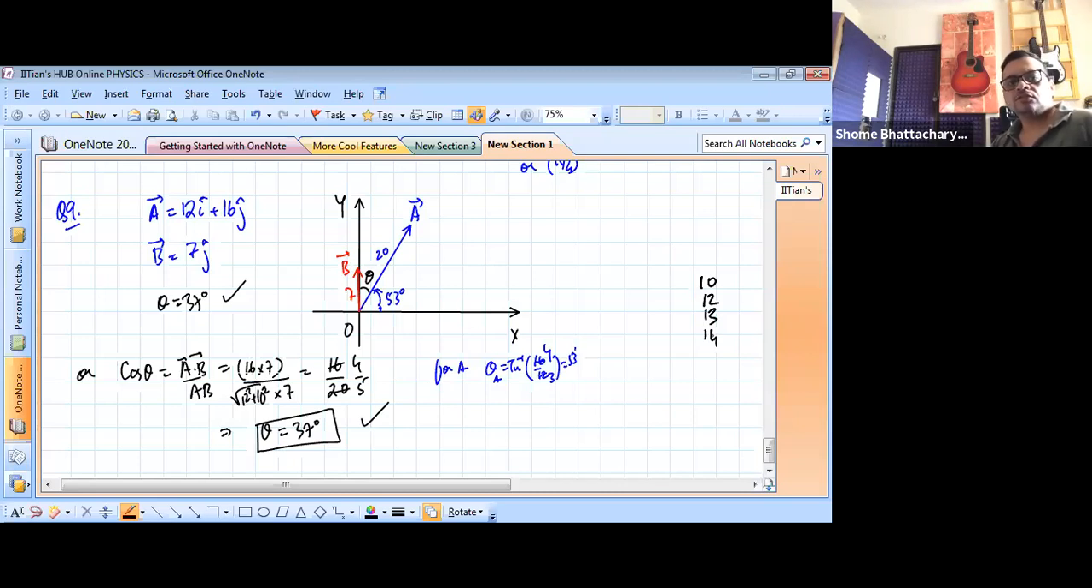Okay, Shikhar, we will discuss the 10th question. You can do it by triangle law, or you can do it by component algebra. So there are two separate methods of doing question 10.